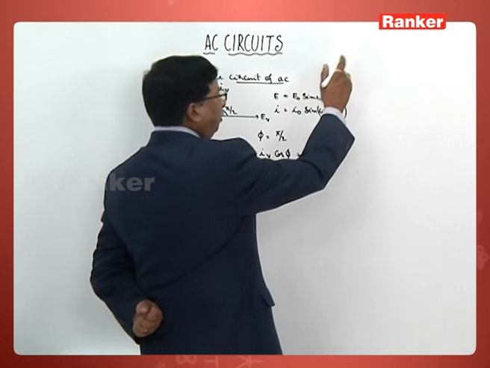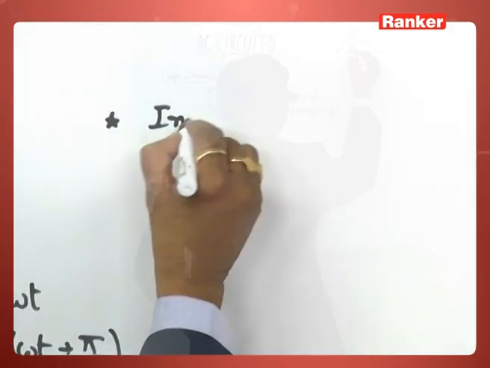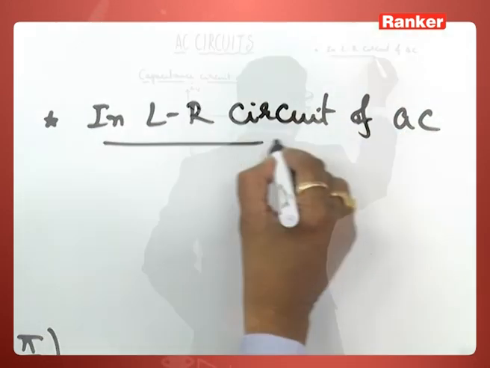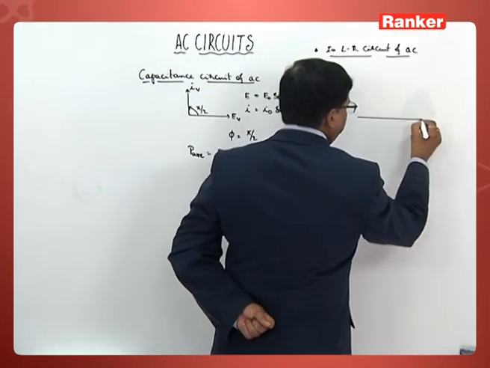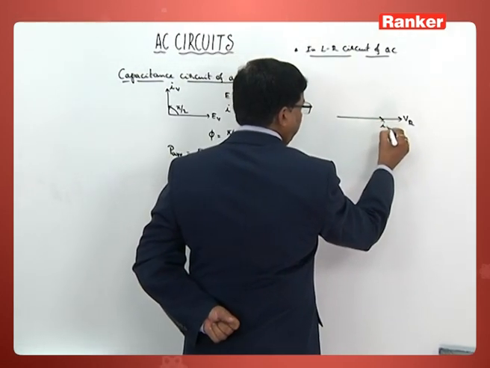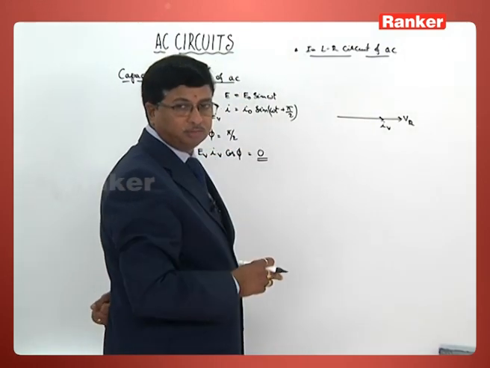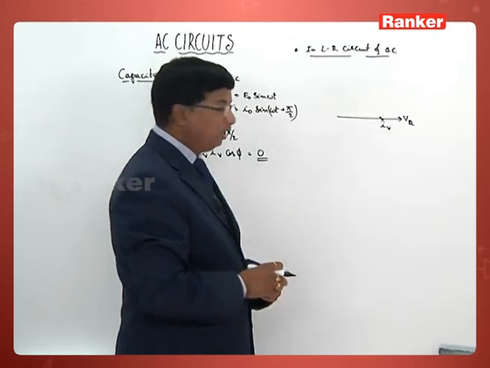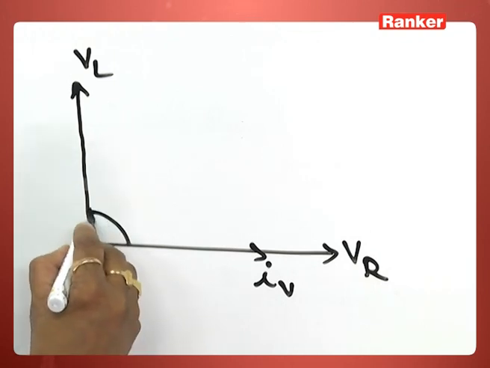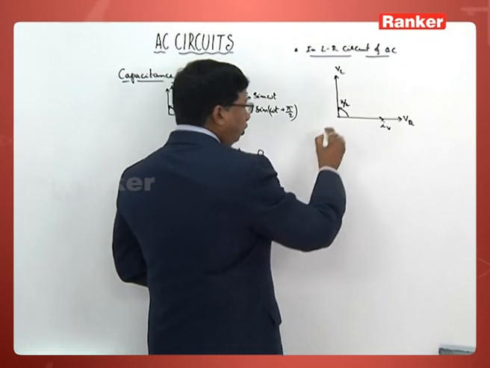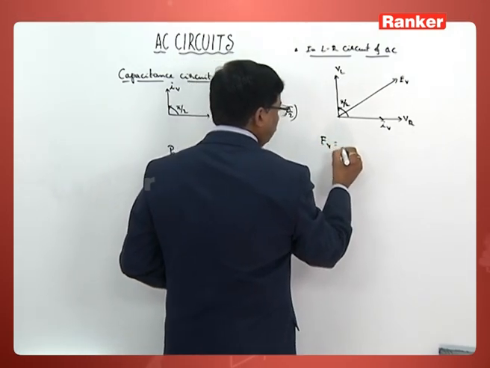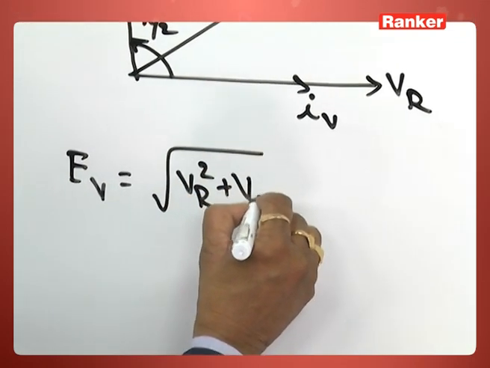Let us now take the combinations. The very first combination is the LR circuit of AC. In the case of an LR circuit, if I consider this is the voltage across the resistor, then we can understand the virtual value of current will be along the same phase as that VR. It will be in the same phase with respect to that VR. Whereas, the voltage across the inductance now leads this current by pi by 2 radian. Due to this, the virtual value of EMF, we write like this: the virtual value is equal to root over VR square plus VL square.